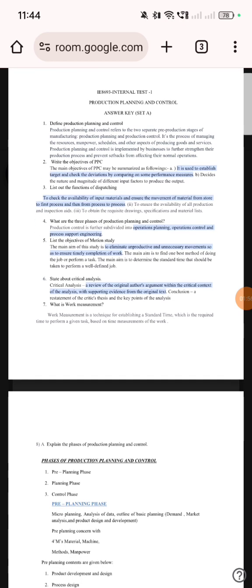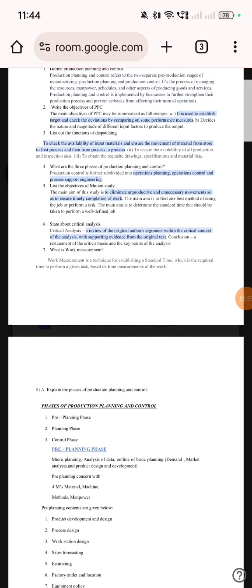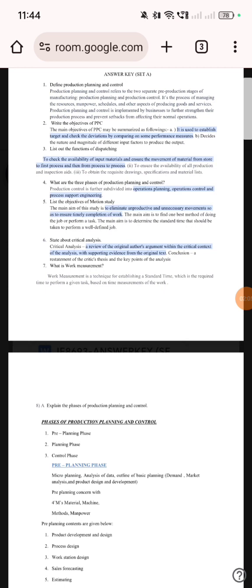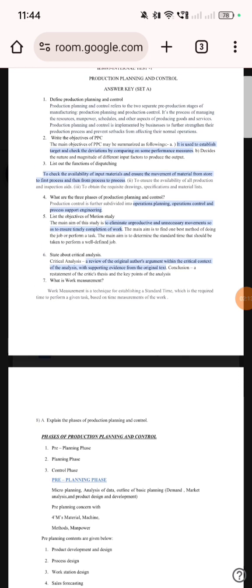First of all, it is used to establish targets and check the deviation by comparing some performance measure. Second, it decides the nature and magnitude of different input factors to produce the output.